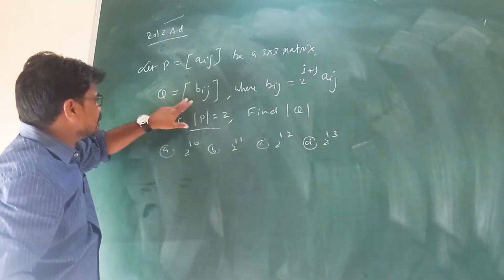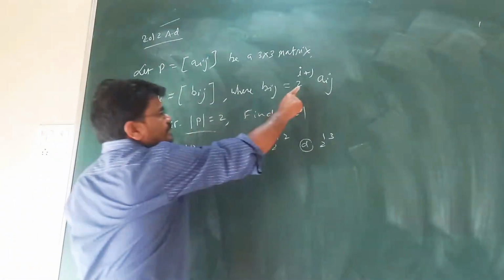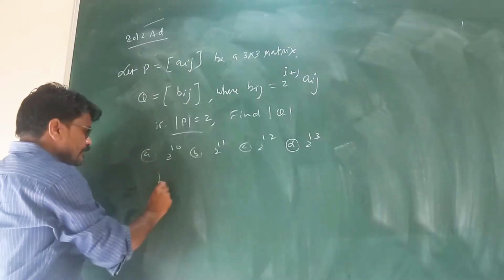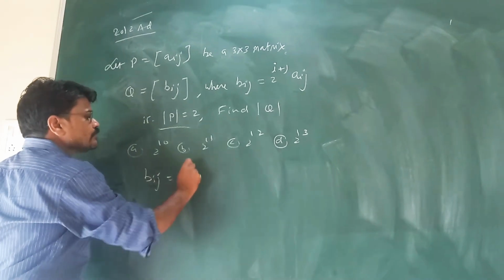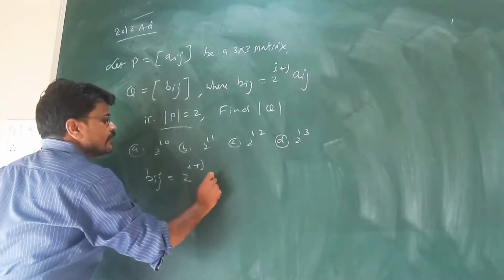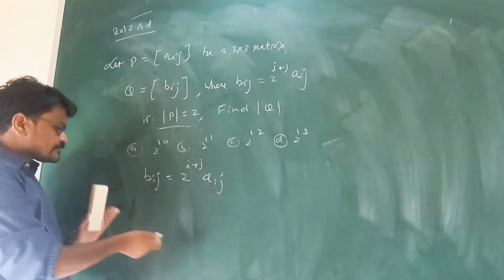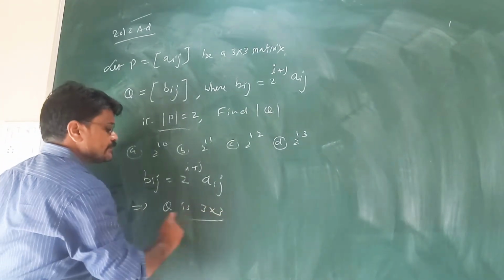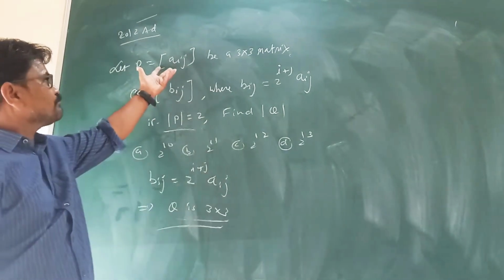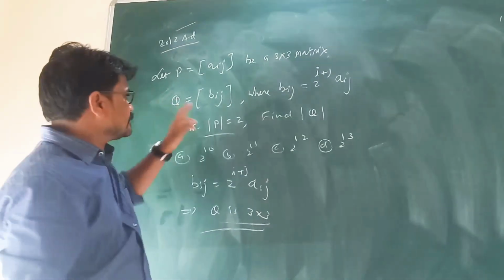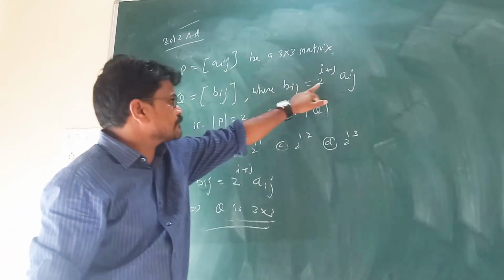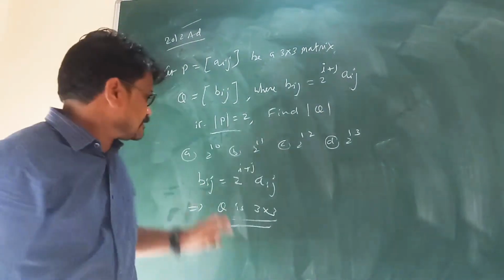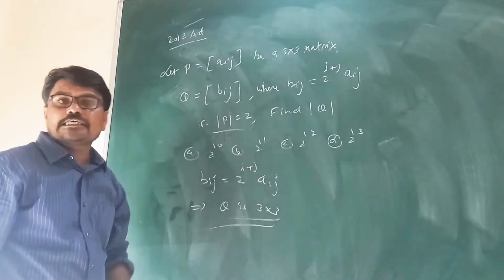So this is Bij and Bij is 2 to the power i plus j Aij. Because of this, as Bij is equal to 2 to the power i plus j Aij, and hence we say that this Q is a 3 cross 3 matrix because this P is a 3 cross 3 matrix and this Bij is given by this relation. Because of that, we will say that this Q is again a 3 cross 3 matrix.